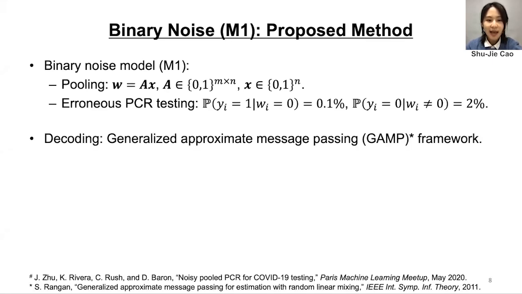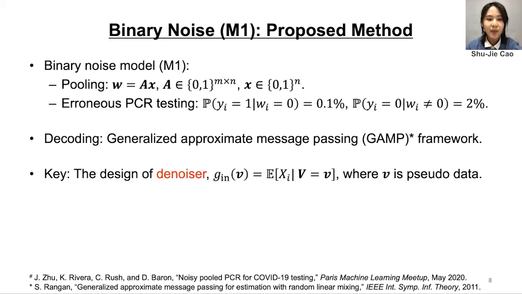We will estimate X using the generalized approximate message passing framework by Rangan, later applied to group testing by Zhu et al. The key is to design a proper denoiser in order to get good estimated results for X. The first denoiser is in the form of the conditional expectation of the viral status of the ith individual conditioned on the pseudodata V, that is an intermediate quantity found in the GAMP framework.